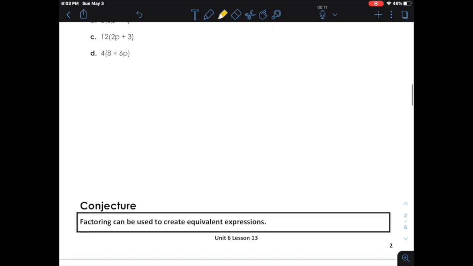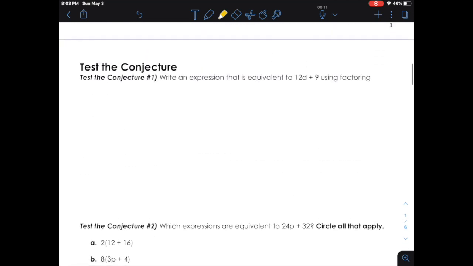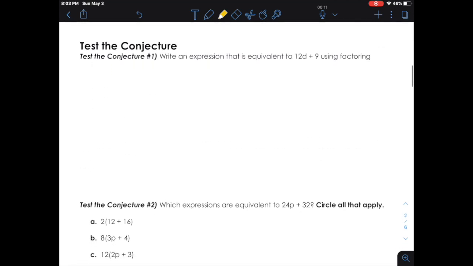So we're testing the conjecture. Let's go down and see what our conjecture is. It says factoring can be used to create equivalent expressions. So that's what we're going to be testing. So test the conjecture number 1. It says write an expression that is equivalent to 12d plus 9 using factoring. So I'm actually going to give you guys a step-by-step way to be able to do this.